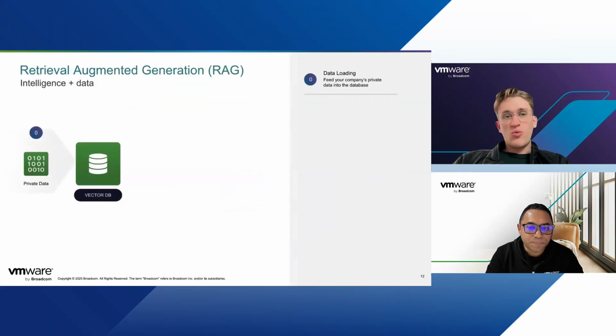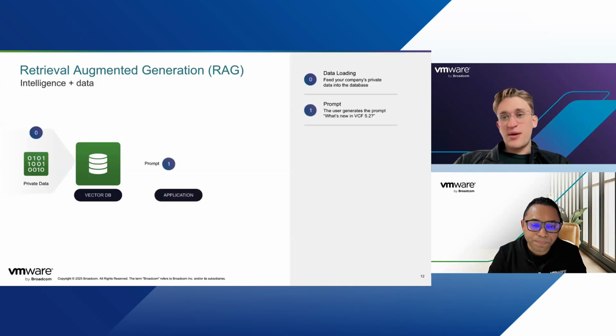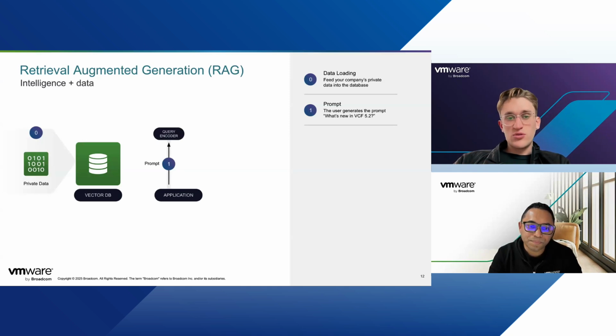Well, now what I can do is I can start to build out a whole ecosystem of running a large language model with what's called a RAG pattern, where I get a whole bunch of data and I embed it using another embeddings model, and I store that inside my vector database. Then I can set up an application and say, hey, here's my prompt from the user. So the user is saying, what's new in VCF 5.2? I'm going to encode that query using that embedding model, and then we're going to do that same search process that we did before.